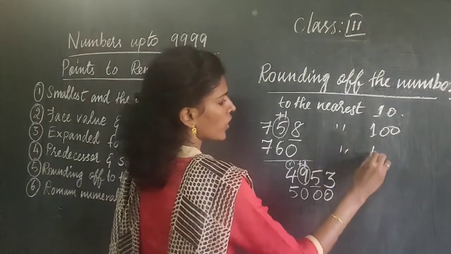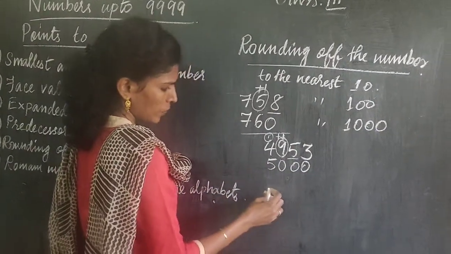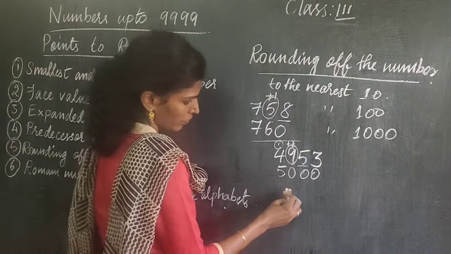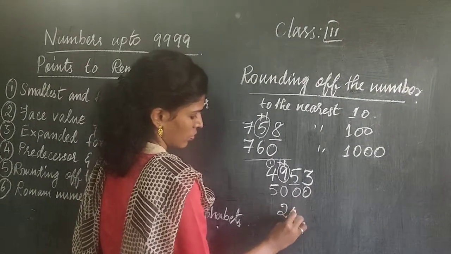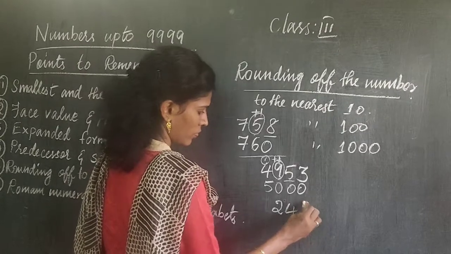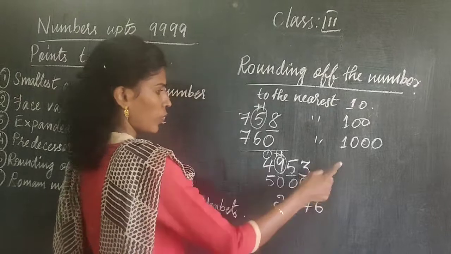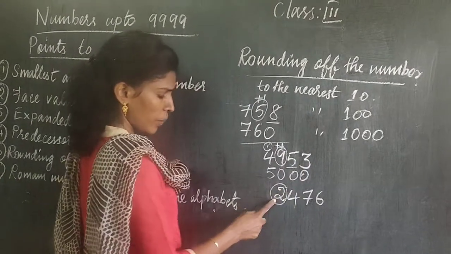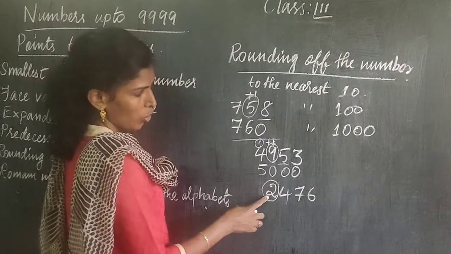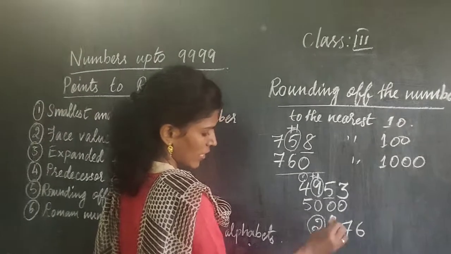Again, rounding off to the nearest 1000. To round off to the nearest 1000, you have to mark the number in the tens place. So here in the tens place, the number is 2. And this is smaller than 5. Since it is smaller than 5, you will not make any change. So you will write it as it is.